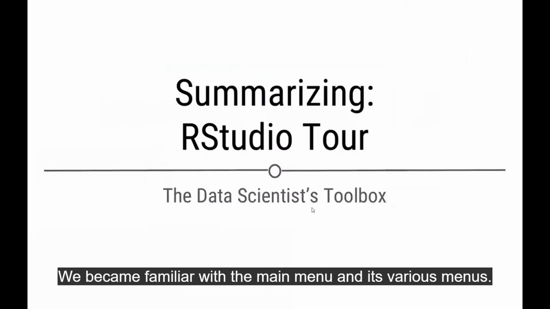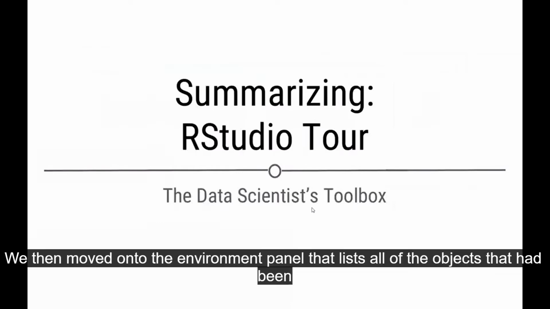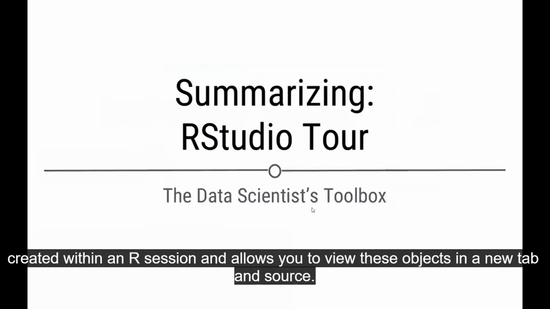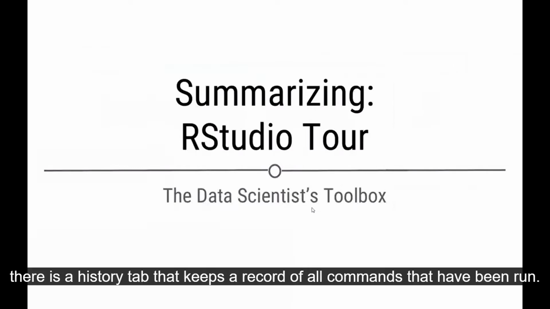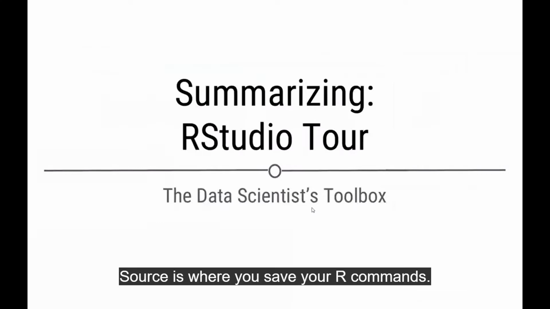In this lesson we took a tour of the RStudio software. We became familiar with the main menu and its various menus. We looked at the console, where our code is input and run. We then moved on to the environment panel that lists all of the objects that have been created within an R session and allows you to view these objects in a new tab and source. In this same quadrant, there is a History tab that keeps a record of all commands that have been run. It also presents the option to either rerun the command in the console, or send the command to source, to be saved.